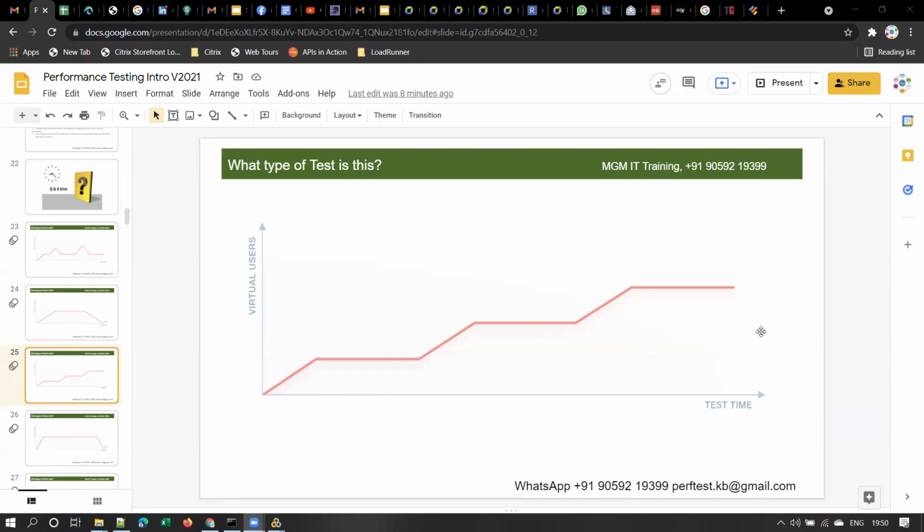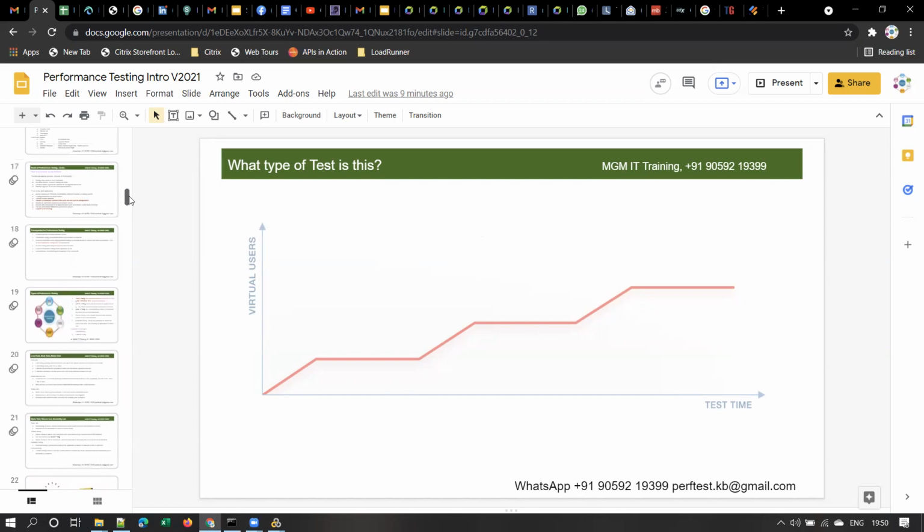Scalability test. No, it's not a scalability test. Soak test? No. Is a time period mentioned anywhere here? What is a soak test? A soak test is a longer duration test. So is there any duration mentioned here anywhere? No, right? So can we consider this a stress test?